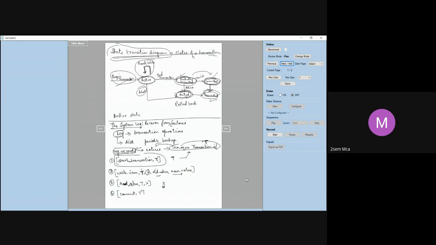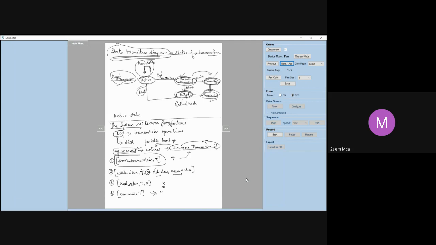Commit, comma, T. So this indicates what? The transaction T has completed successfully. That's why whenever you give commit in SQL lab also, I keep telling you to give commit always. Now and then you have to keep giving commit. So commit means what? The transaction has committed successfully, and all the changes that it has made have got recorded permanently in your database.